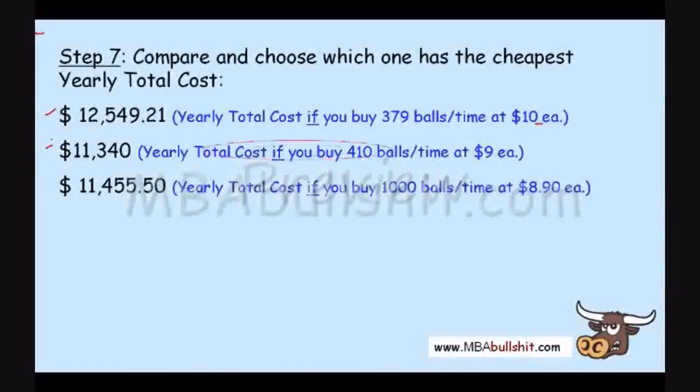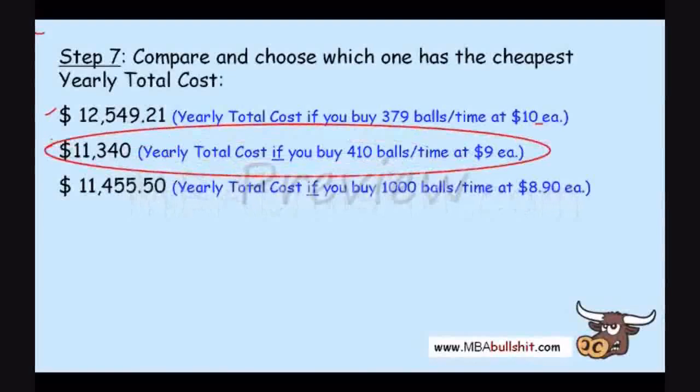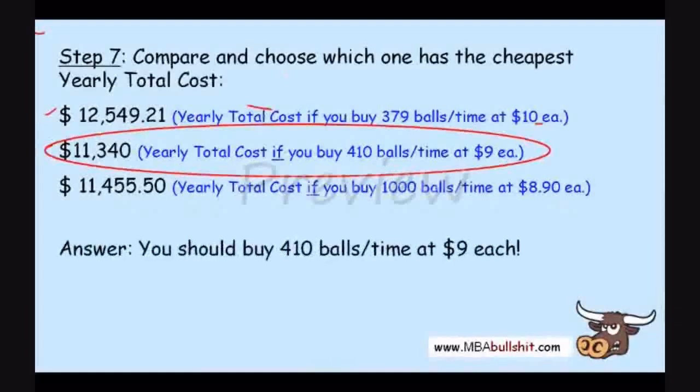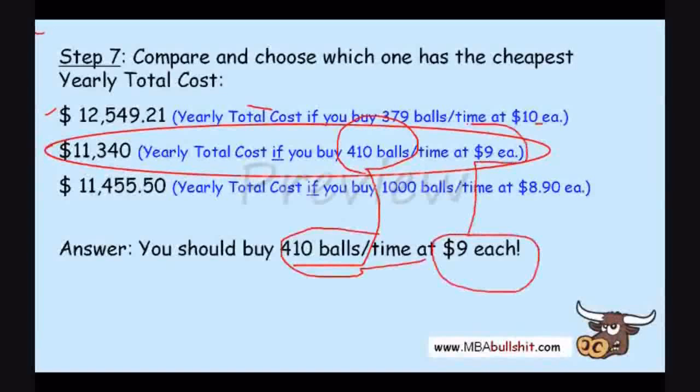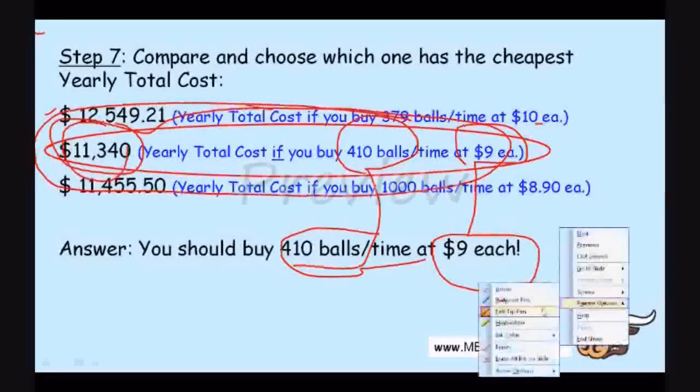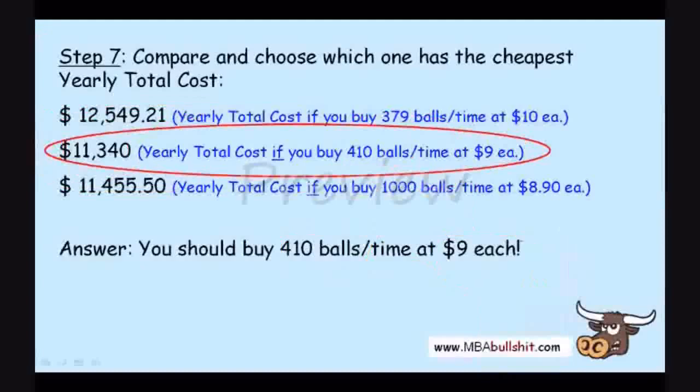Now you can clearly see that the lowest is this one over here, $11,340. So the answer now is that Bob should buy 410 balls at a time, at $9 each, because that is what gives him the lowest cost over here. So that's how simple it is. Now I know it's confusing in the sense that you have a lot of steps to go through, but it's actually quite simple if you go through it.